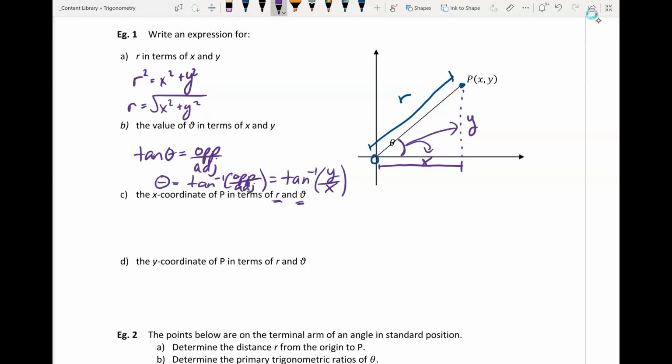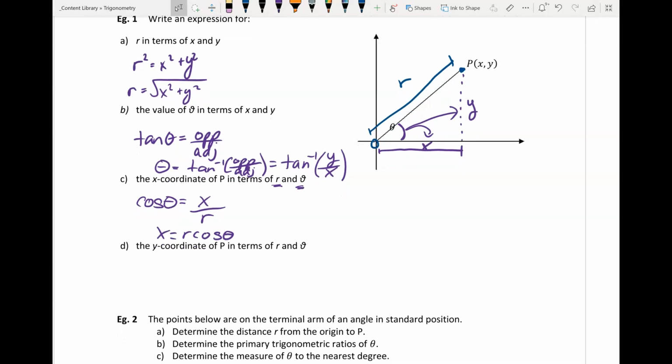Our x coordinate is the adjacent side, and r is our hypotenuse. So the trig ratio that has adjacent and hypotenuse is cosine. Our adjacent side is called x in this case, and our hypotenuse is called r. If I'm looking for x, I'm going to rearrange, so I'm solving for x. That means I'll multiply both sides by r, and this will give us r cos theta.